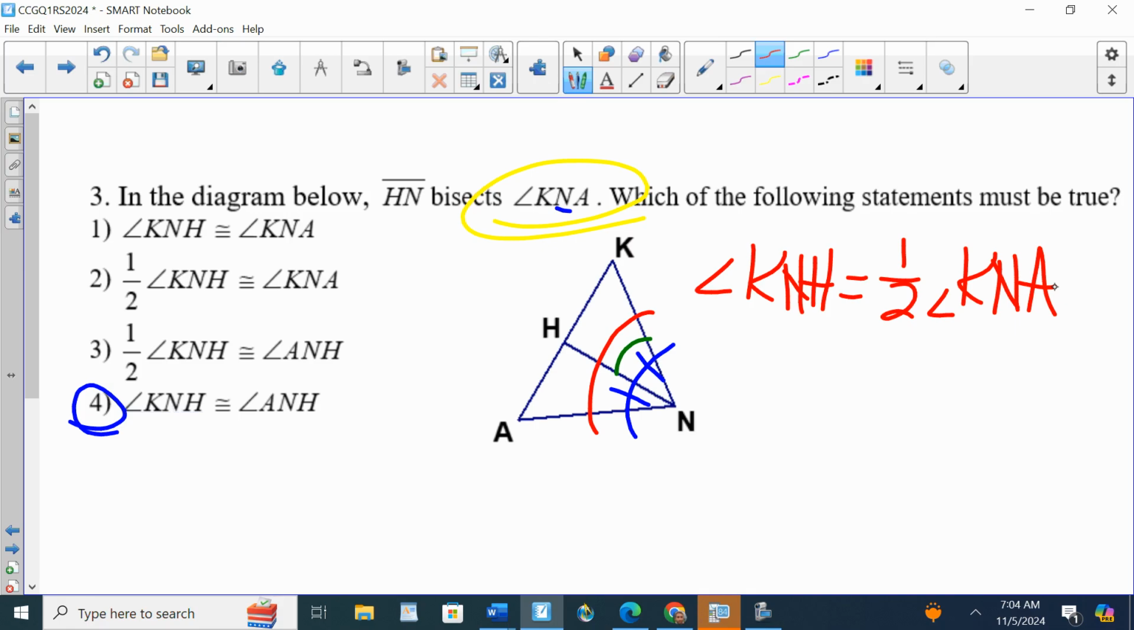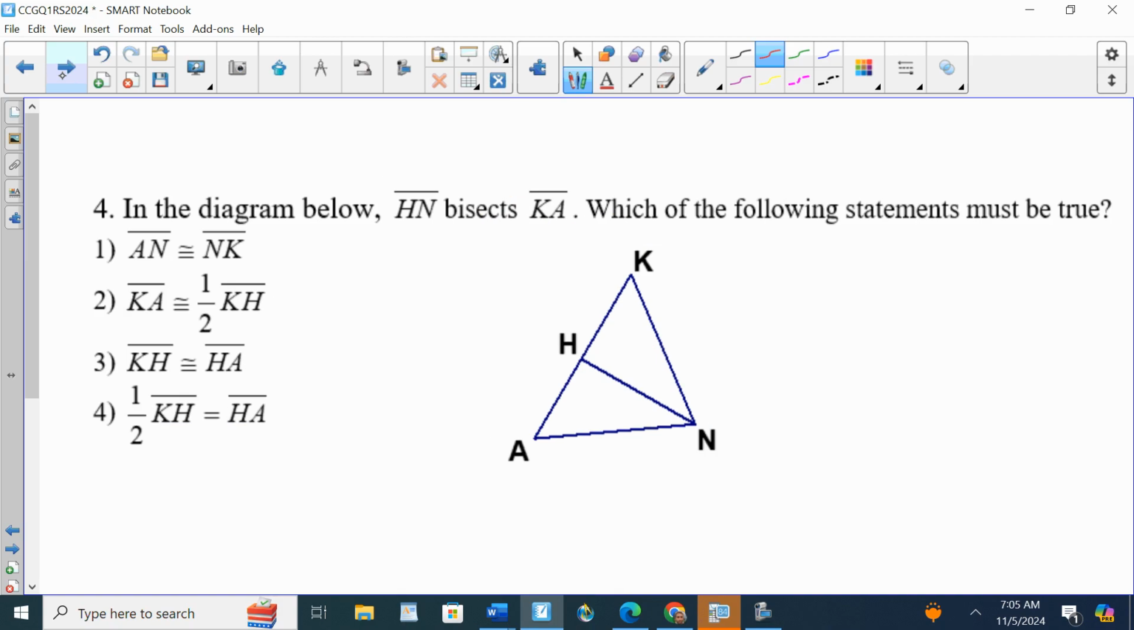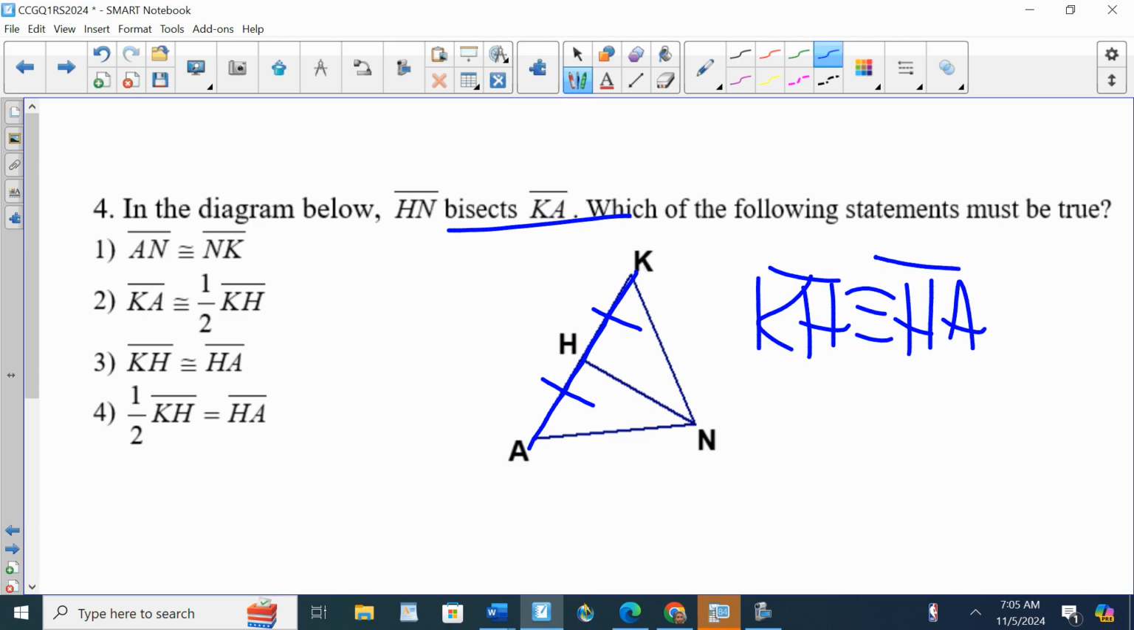Now, on the review sheet, you have an angle bisector and you have a line bisector. So one of those will be the one that comes up. So let's talk about both. So here, HN bisects KA. Who's getting bisected? KA. So if KA is bisected, if this blue line is cut in half, your two halves are KH and HA. That's all I know.